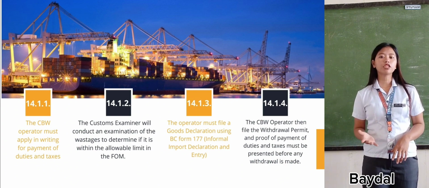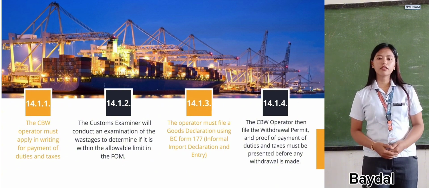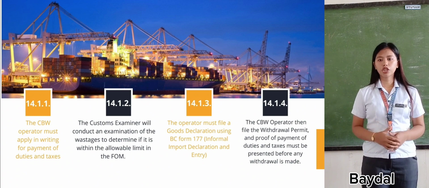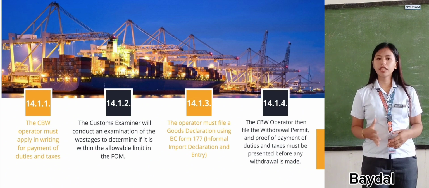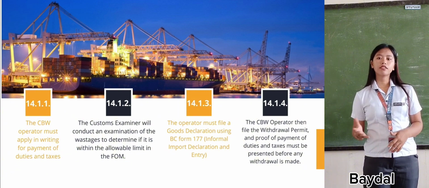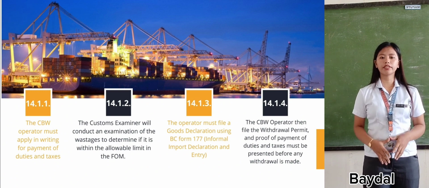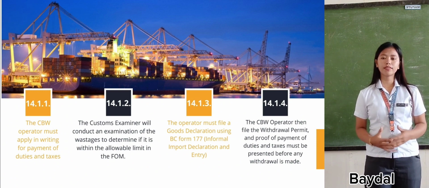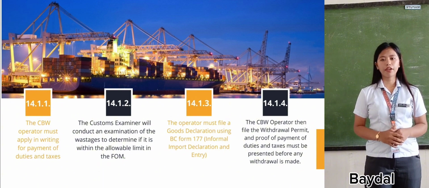In Section 14, Subsection 1.4, the CBW operator shall then file the withdrawal permit covering the wastages and byproducts with the operating division concerned or its equivalent customs unit. And dili ma-withdraw imong wastages, rejects, and byproducts kung dili ka maka-present of proof of payment na nakabayad na ka sa duties and taxes. In Section 14, Subsection 2, by re-exportation, the procedures for the exportation of wastages, rejects, and byproducts shall follow Section 12, Subsection 3.1 of this order on direct exports.